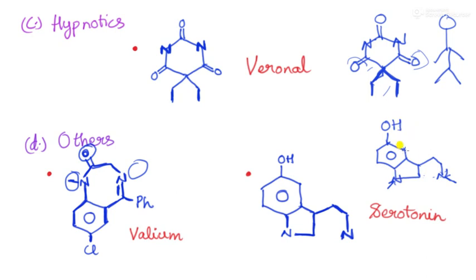So serotonin is simple. First draw a phenol group and then a 5-membered ring. And you should draw the other part, these 2 carbons and nitrogen, in such a way that if I connect this carbon with this nitrogen, it looks like a 5-membered ring. So this completes our serotonin.